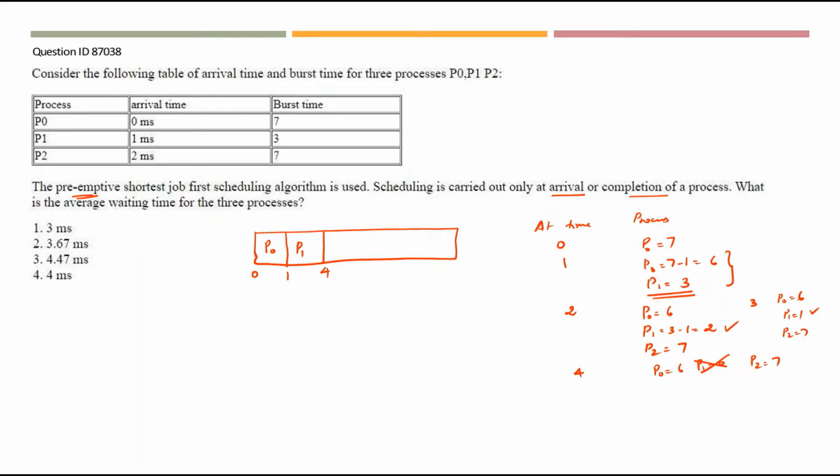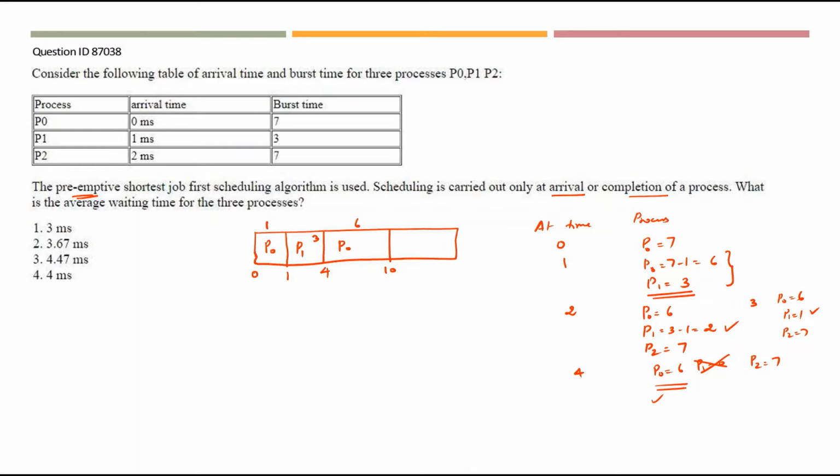Now select the shortest job again. We are going with P0. Again when you keep decrementing by 1, P0 will be executing continuously. So I will place P0 in this Gantt chart, and for 6 burst time it will be executing. So 4 plus 6 around 10 it will complete.